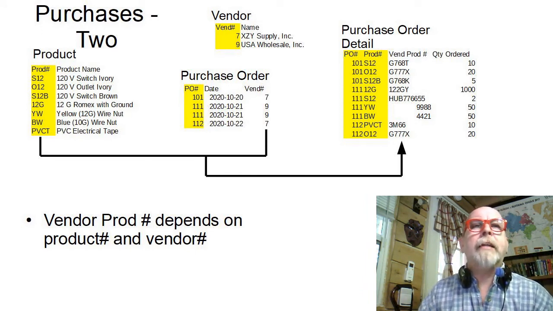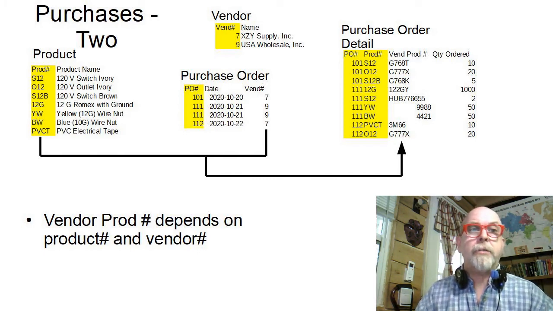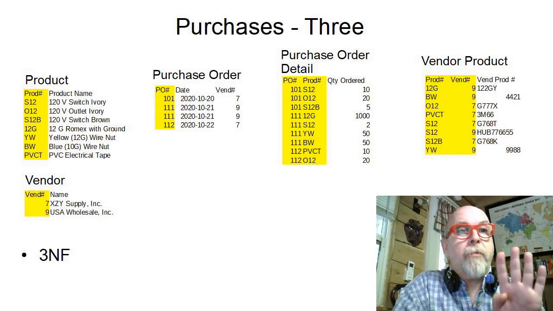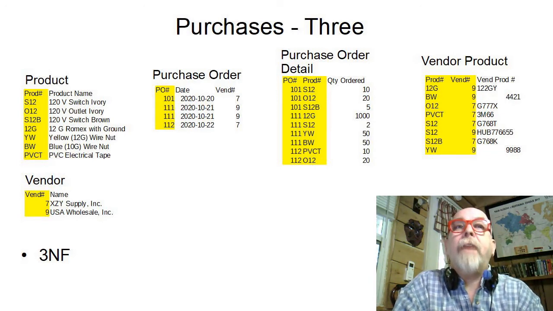So I'm going to go ahead and eliminate the vendor product number out of the purchase order detail and create a new table for it also. I now have our purchase order and purchasing information in third normal form, and it took 5 tables to do it.